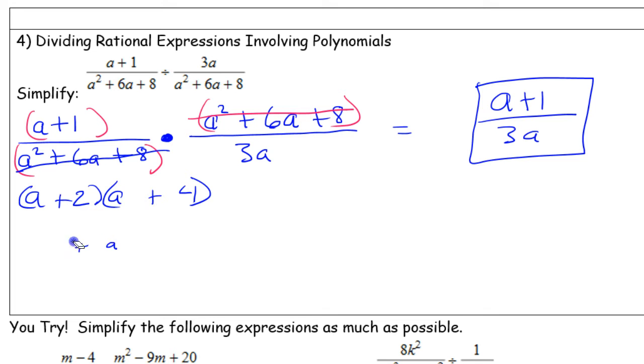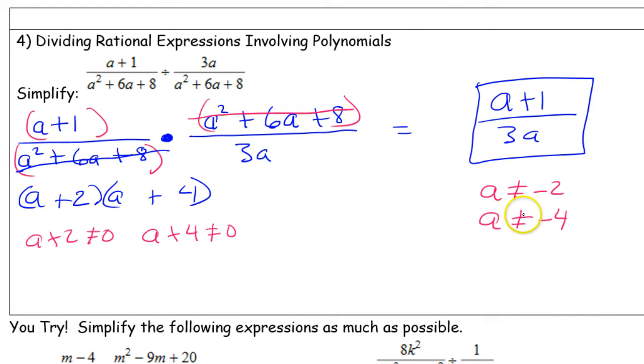Now, the reason why I had to do that is because here I have a plus 2 and a plus 4 in the denominator. Neither one of these can equal 0. So in other words, a plus 2 can't equal 0, and a plus 4 cannot equal 0. I'm looking for my restrictions. So this tells me that a cannot equal negative 2, and this tells me that a cannot equal negative 4.